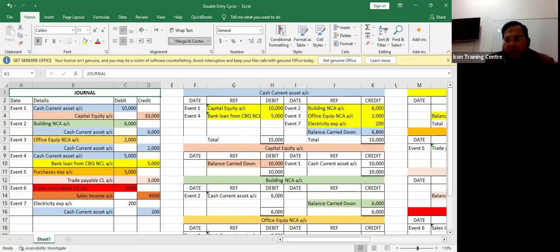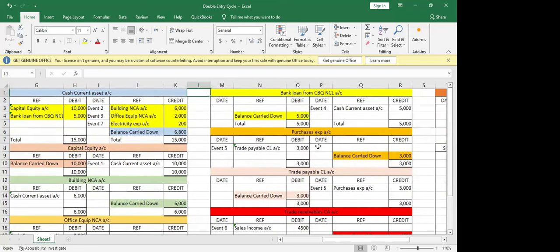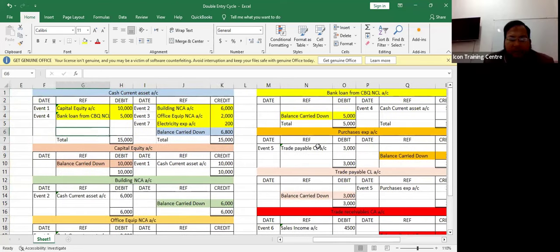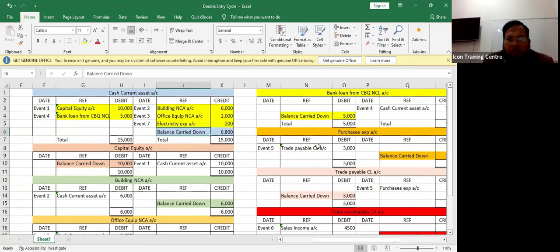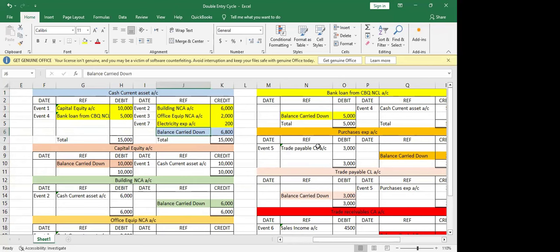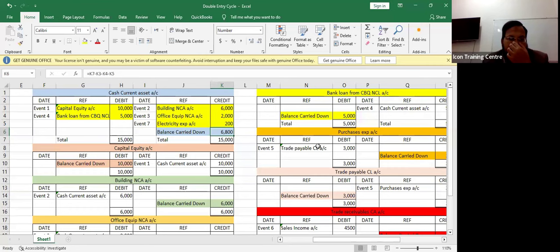Now, starting from the beginning, if you can see, there is a cash account, right? And what is the balance of this cash account? The balance of the cash account is debit balance, 6,800. I'm talking about the balance, I'm not talking about the total. Okay, so why is this balance coming?